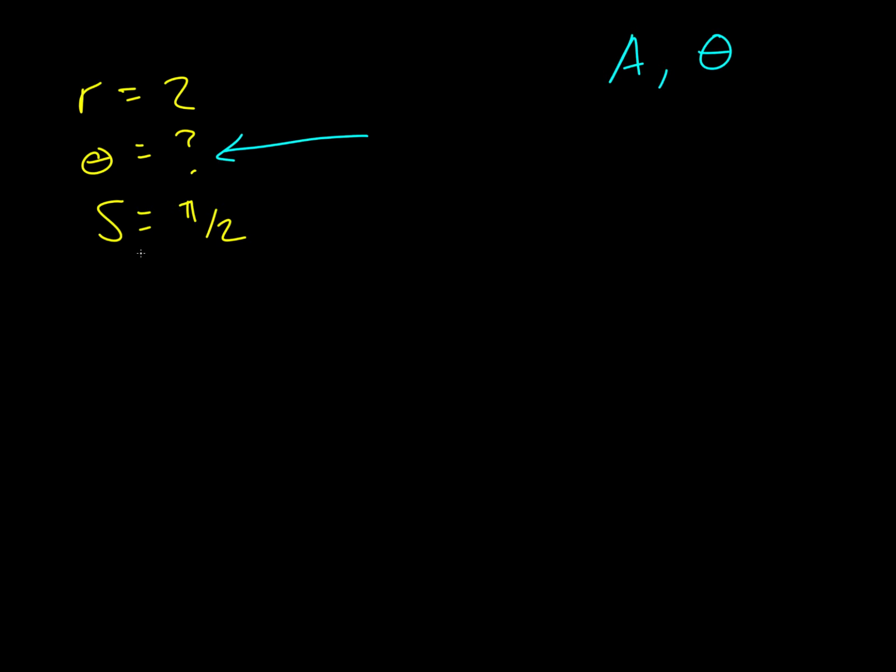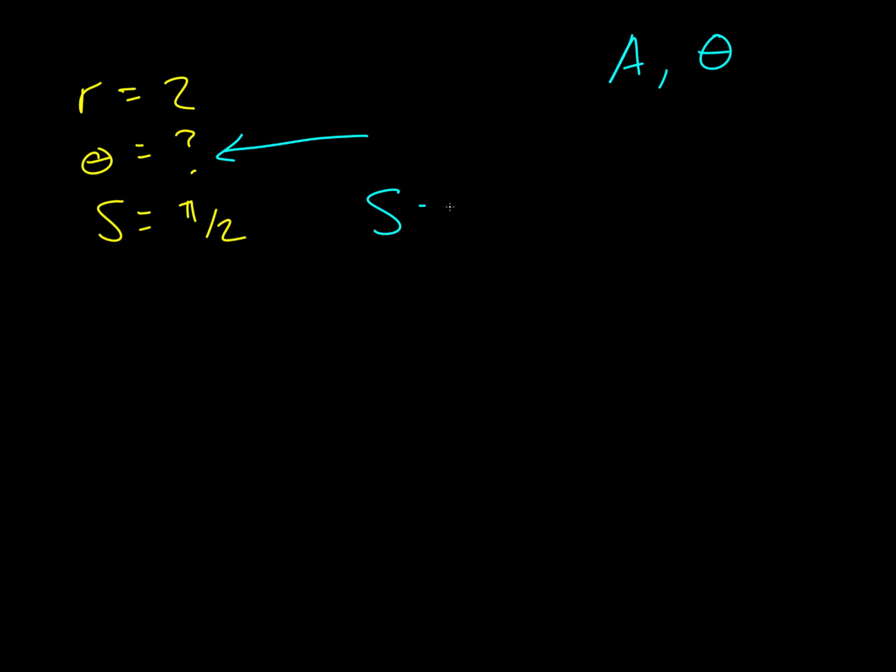Sometimes you're given different information. So for example, you're told the radius equals 2, theta is unknown, and then s, or the arc length, is equal to pi halves. So we want to find theta as well as the area. So let's find theta first.